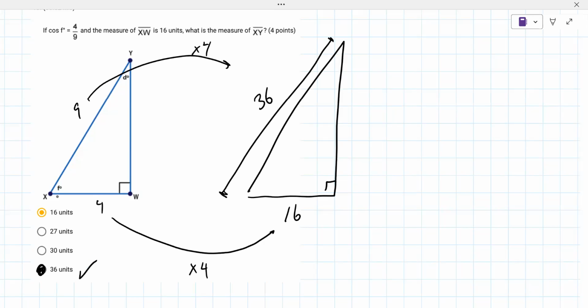Wait, I'm sorry, I did the wrong one. I misread this. Oh no, they want XY. Sorry, yes, that is correct. XW is 16. That's maybe why you put that there.